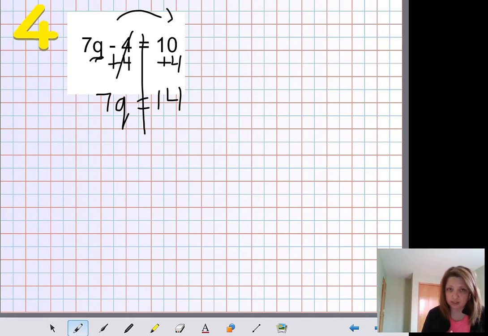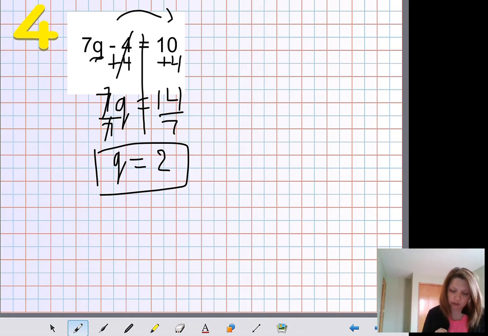Now we need one more step because q is not by itself. q has the number 7 here, so this is 7 times q. The opposite for this will be to divide by 7 on each side. So both 7s cancel and q will be equal to 14 divided by 7, which is 2. Final answer, the q variable is equal to 2. Next example.